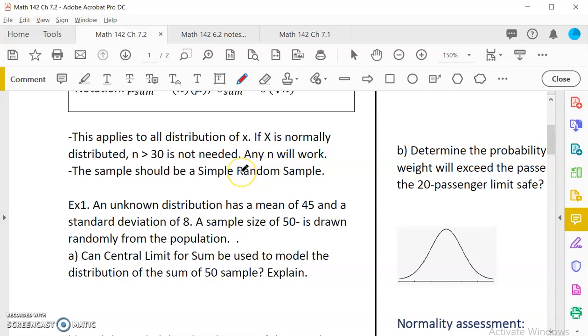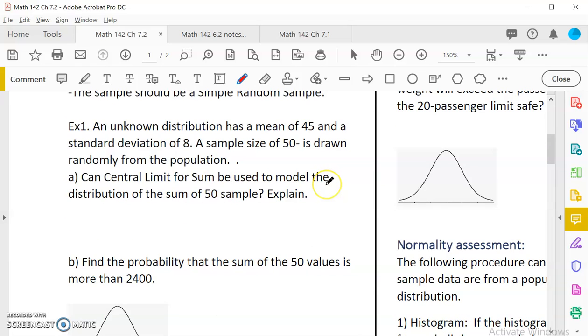This applies to any distribution of x, but if x is normally distributed, n greater than 30 is not needed. It's just like the central limit theorem for sample mean: n greater than or equal to 30 is only required if you don't know the distribution. If x is normally distributed, any n would work. Also, the sample must be a simple random sample. So let's do a few examples on this.